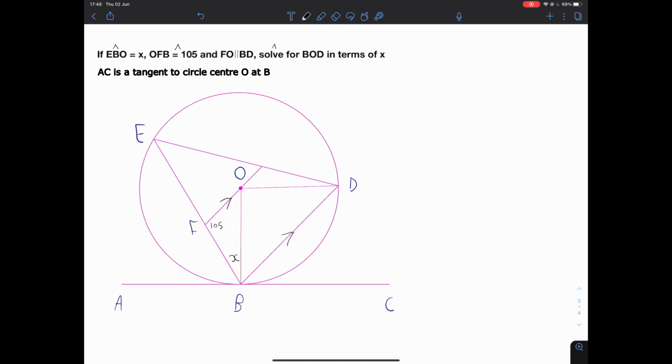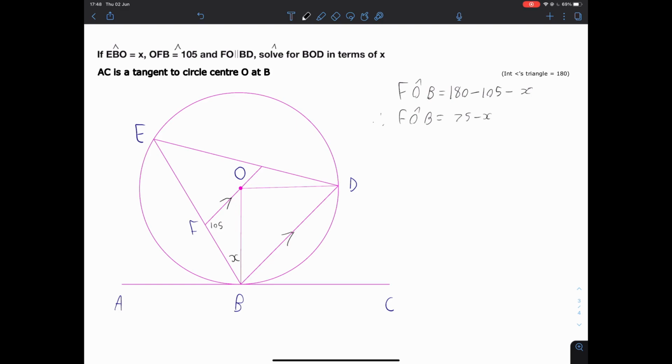Now, we can see that this is a triangle, which means that the interior angles of this triangle are going to equal 180. So we can write that as FOB is equal to 180 minus 105 minus x. When we solve for this, we see that FOB is equal to 75 minus x. Our reason is because interior angles of a triangle equal 180.